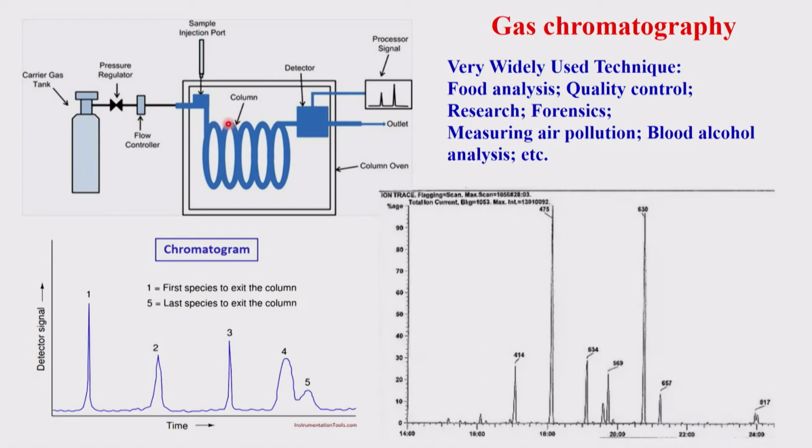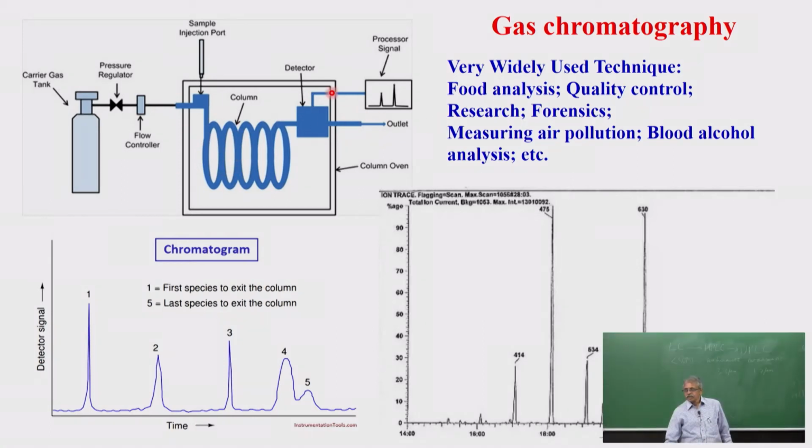So it goes into the column, which has a material, and this will separate it out and then give a signal. Okay, so you have peaks 1, 2, 3, 4, 5, etc. Here these numbers are mass spectral numbers, and that means this particular chromatogram is from gas chromatography connected with a detector called a mass spectrometer.